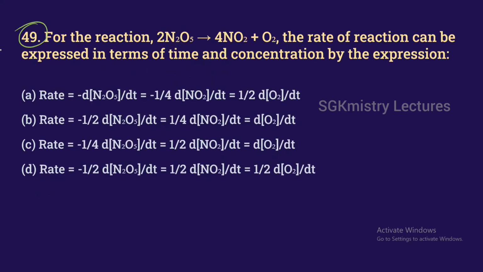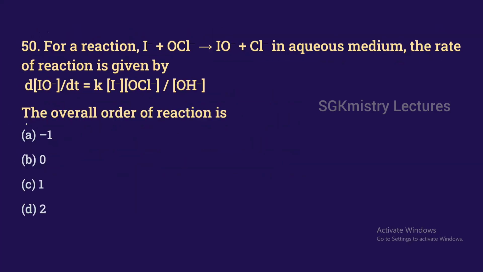Direct substitution. Next, for the reaction 2N2O5 gives 4NO2 plus O2, the rate of the reaction can be expressed in terms of time and concentration by the expression. Here we have minus half. Here also minus half. Next, here there should be 1 by 4, and 1 by 4 is there. Here it is 1 by 2. So, of course, this is not correct. So this is option B.